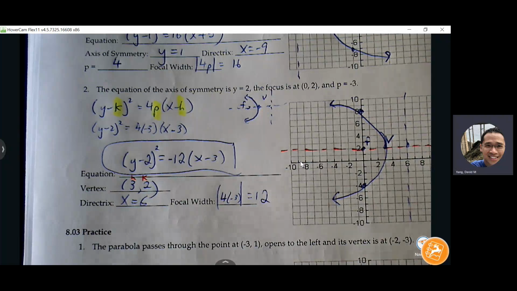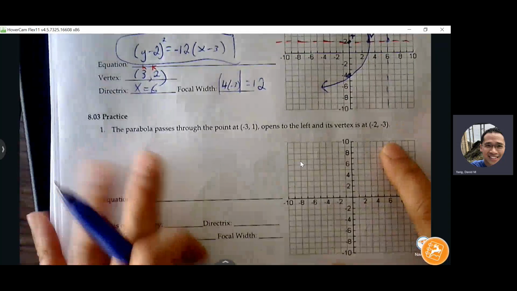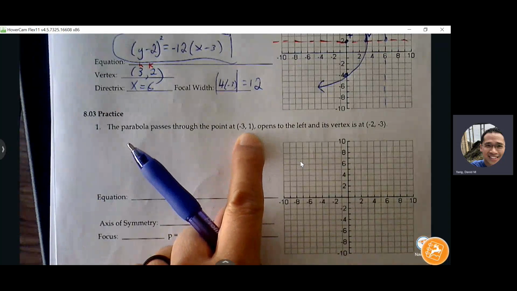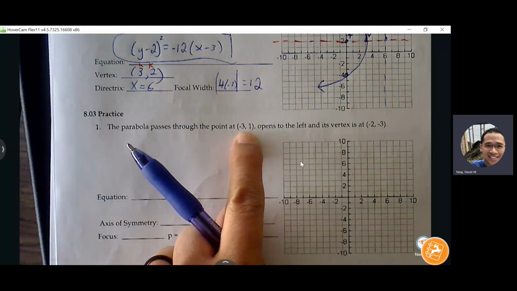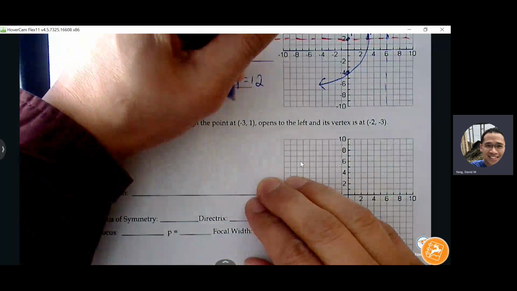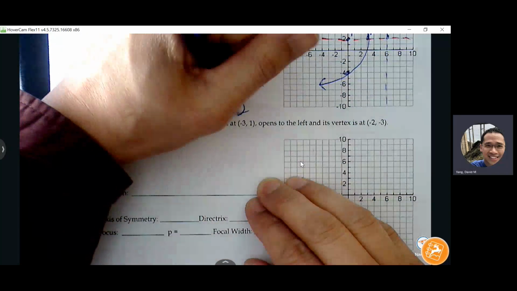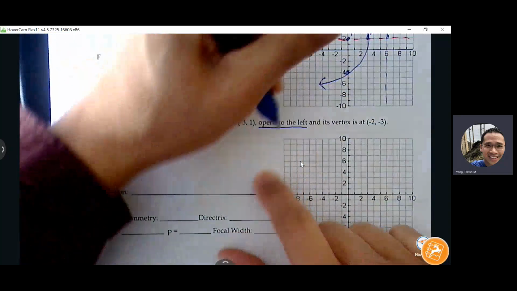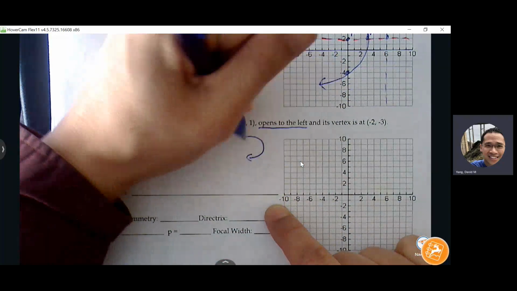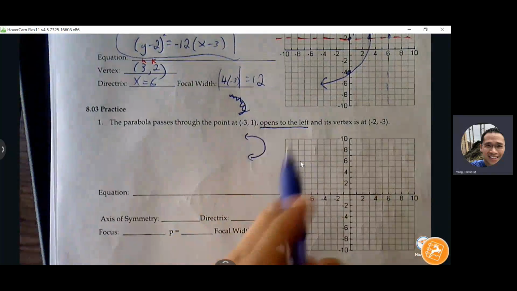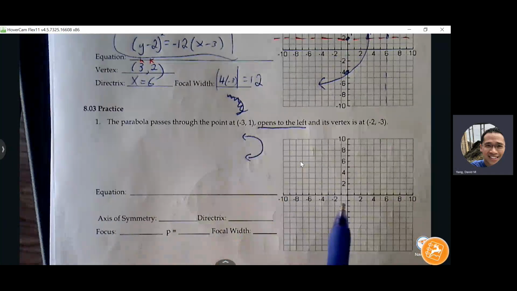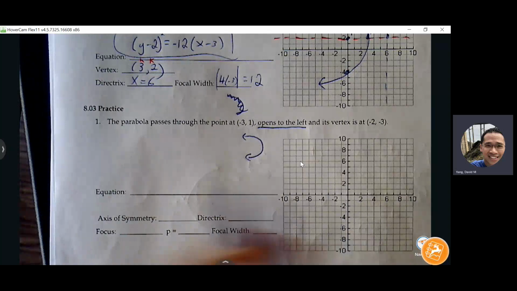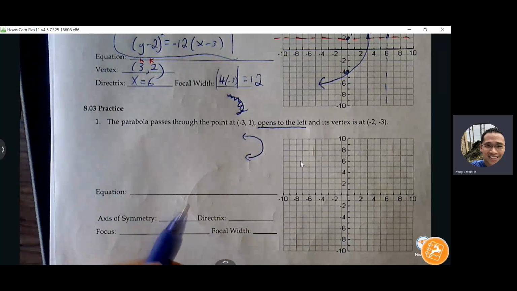All right, so let's go to the practice problem here. It's a little bit different. It says the parabola passes through the point -3, 1. So this is not going to be a special point. It's not the vertex, and it's just going to be some random point on the graph. Again, I don't even know how it opens. Oh, it does tell us it opens to the left. So it's just going to be some random point somewhere along here. It's just going to go through the ordered pair -3, 1. Okay, so it's not a special point, but it's going to be important based off what we have.